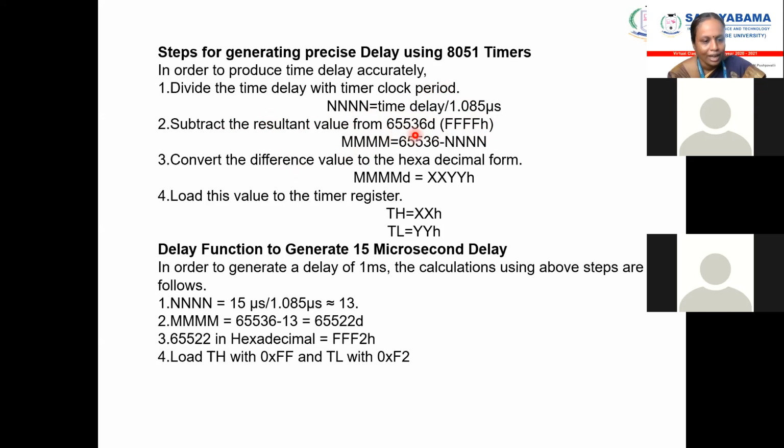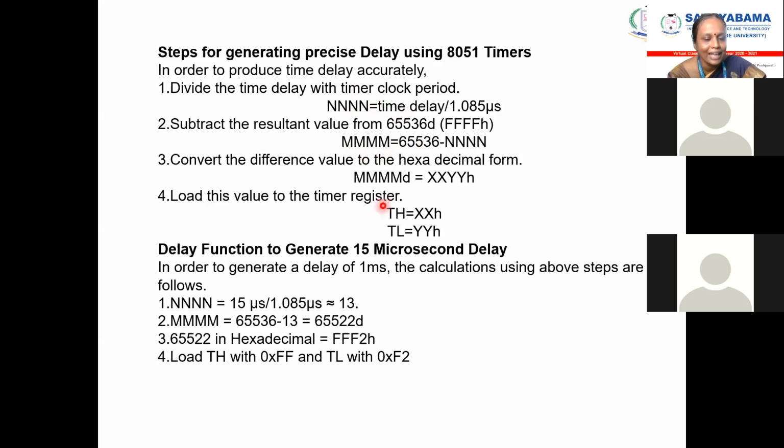65,536 locations in decimal. But in hexadecimal, how will we represent it? FFFF. We used to say it is 64 KB. So this is the way we say 64 KB, or FFFF, but actually in decimal what is the value? 65,536. So you subtract: from that you calculate the NN value, and from that you calculate MM.